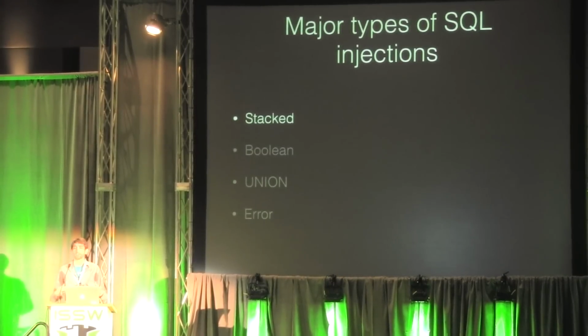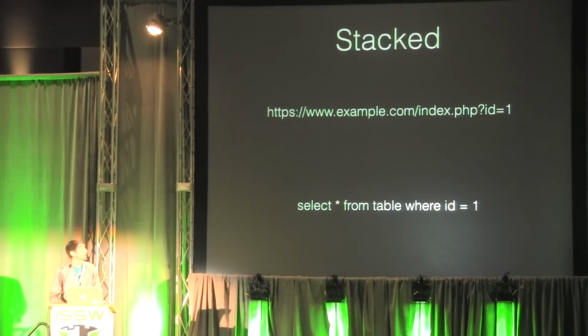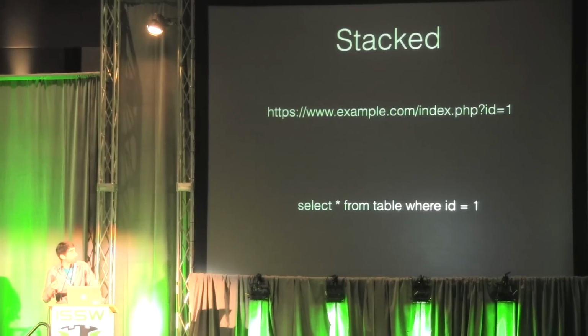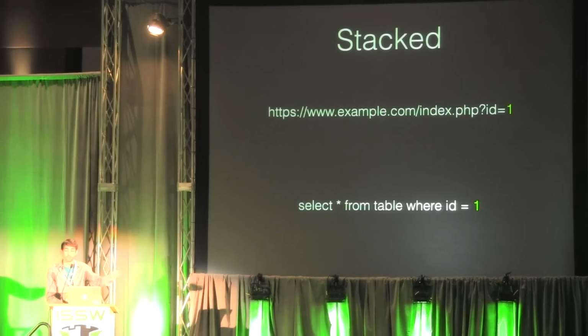Okay, so let's talk about some major types of SQL injections that are generally exploitable by attackers. So you have stacked SQL injections. What is a stacked SQL injection? Let's take an example like this. We have a URL, example.com/index.php?id=1. The id=1 is the part that the attacker can control that's going into the SQL query. And let's pretend that the 1 at the very end of the URL is also being dropped into this SQL query down at the bottom: select all from table where ID equals 1.